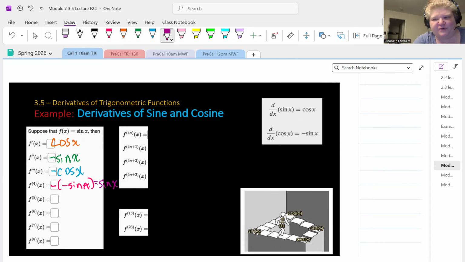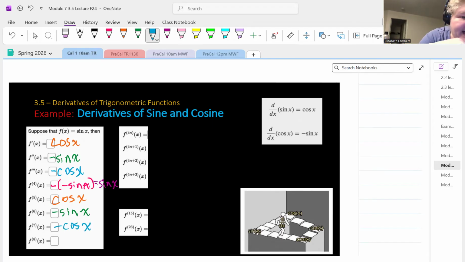Wait, that's the original function. It is. So what if I do the fifth derivative? Yep, it'll be cosine, and then negative sine. And I should be saying of x on all of these. Negative cosine of x. And then again, back to sine of x.